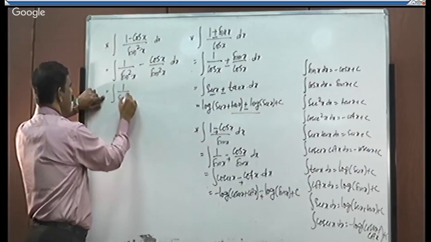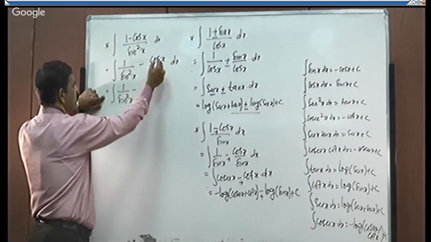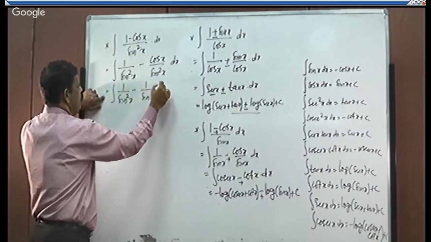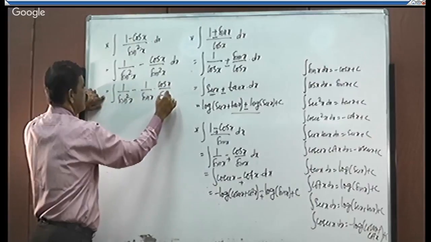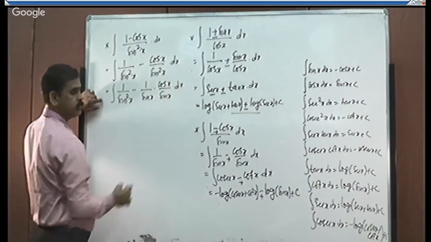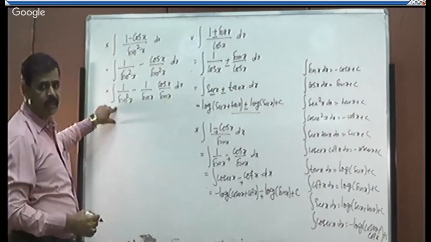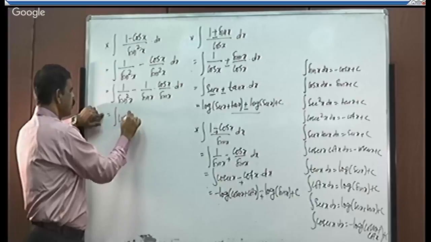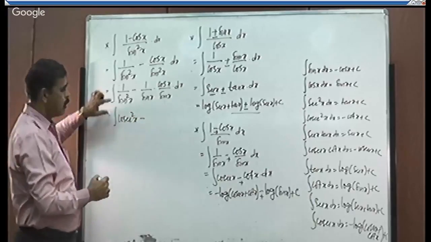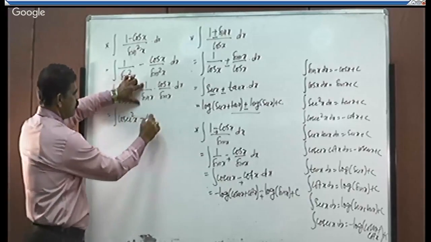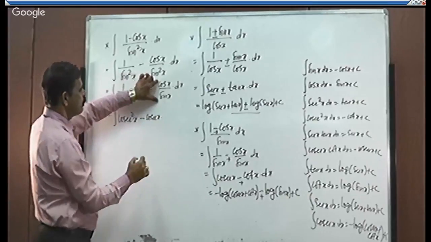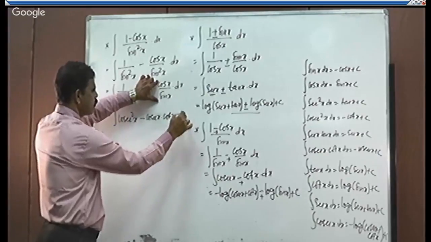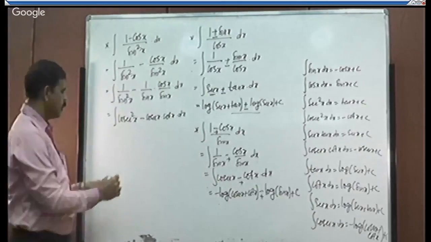1 by sin square x, 1 by sin x into what? x by sin x into dx. What is 1 by sin? 1 by sin is cosecant, right? According to that, 1 by sin square is cosecant square x, minus 1 by sin is cosecant x, into cos x by sin x is cot x into dx. Then integrate it.